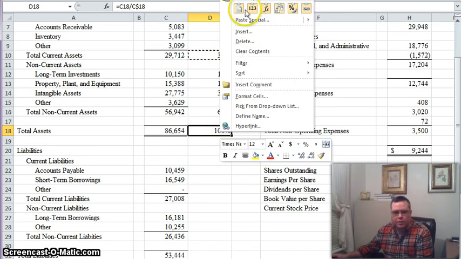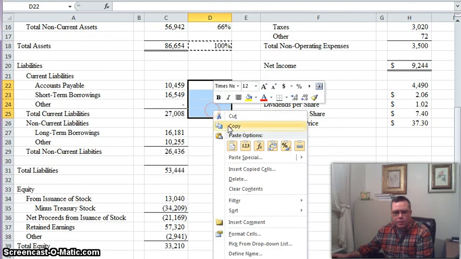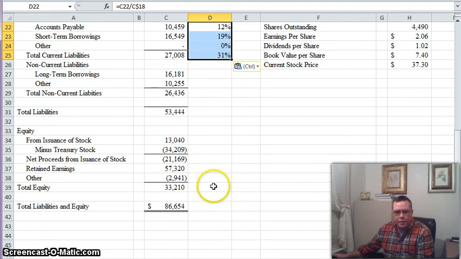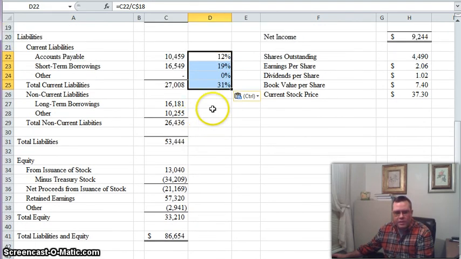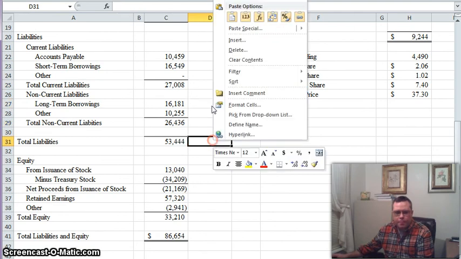Do the same on the liability side. You can see short-term borrowings make up 19% of all their assets. Let me go ahead and fill all these out real quick.